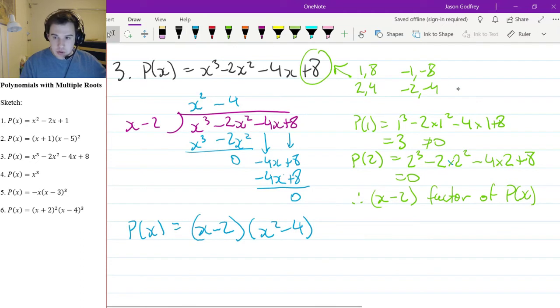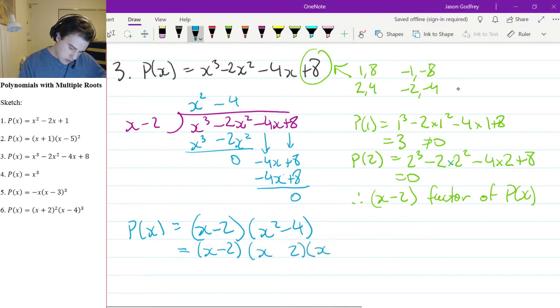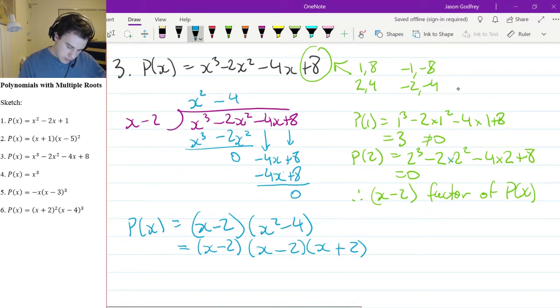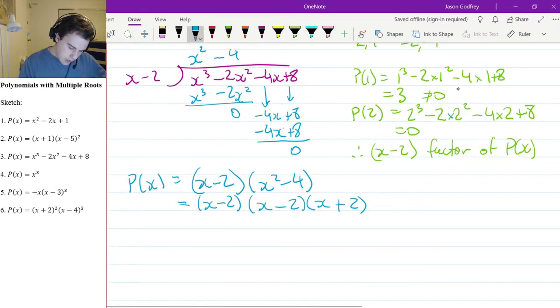And now x squared minus 4 is a difference of two squares. So there's our x minus 2 staying there, but then x squared minus 4 will factorize as a difference of two squares. Square root of x squared is x, square root of 4 is 2, with a minus in the middle and a plus in the middle. And now here we've got x minus 2 times x minus 2, so we've got x minus 2, the whole thing squared.